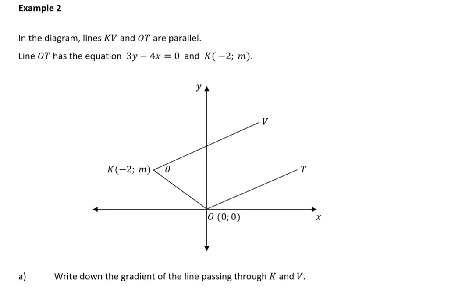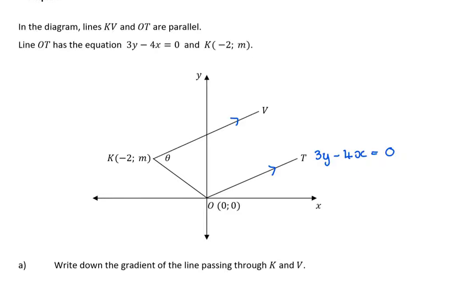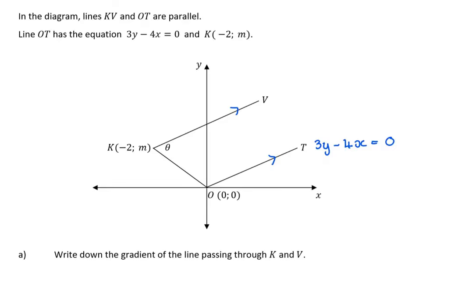So basically it says that these 2 lines are parallel. Don't forget to read the question. We often don't label things in a diagram. OT, where O is the origin, has an equation of 3y minus 4x equals 0, and K is given. Write down the gradient of the line passing through K and V. Well, it's parallel to OT.